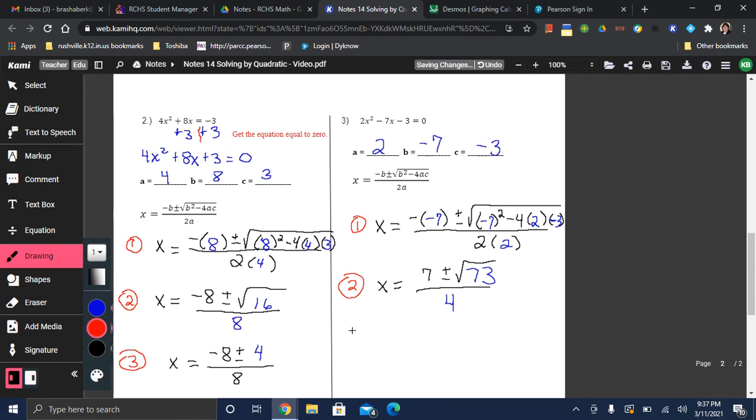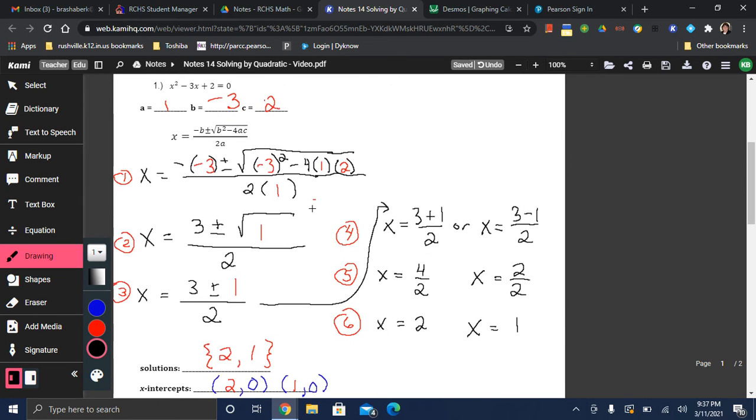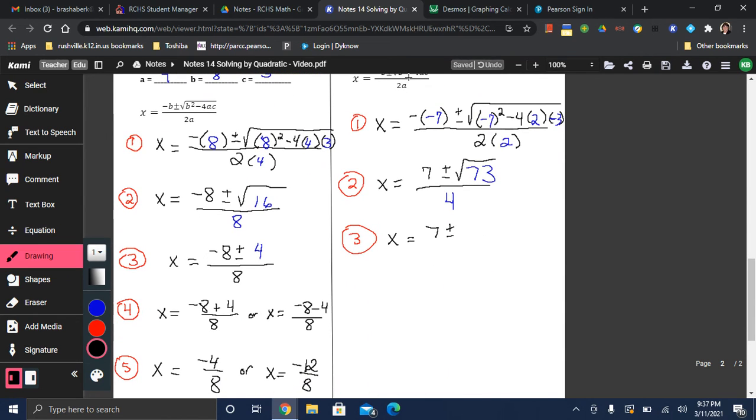There's line 2. Line 3. Notice every time I'm doing x equals. So x equals 7 plus or minus. All right, now 73 is not a perfect square. So we're going to have to do the square root on the calculator. This is one of those where in the instructions, I said if it's not a perfect square, you're going to round to the nearest hundredth.